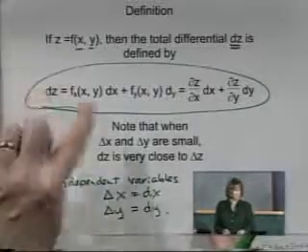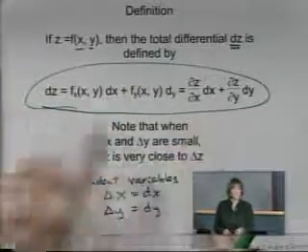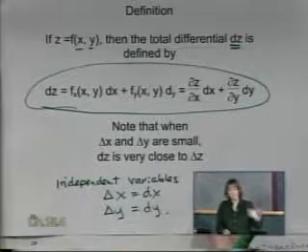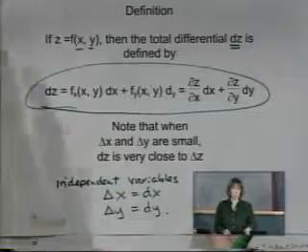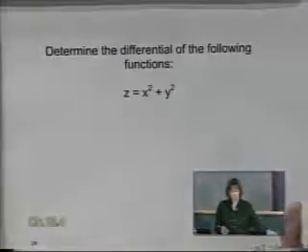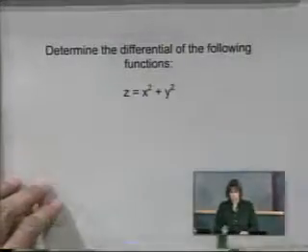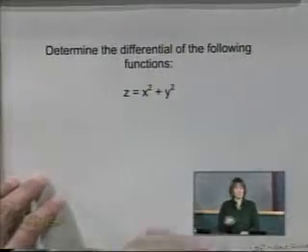Because dz, when delta x and delta y are relatively small, is a very good approximation for delta z, for the actual amount that the function changed in terms of the z coordinate. Okay, so first of all, we got to practice. And it's imperative that everybody in here, when I ask you to determine the differential of this function, you can do it. Piece of cake.